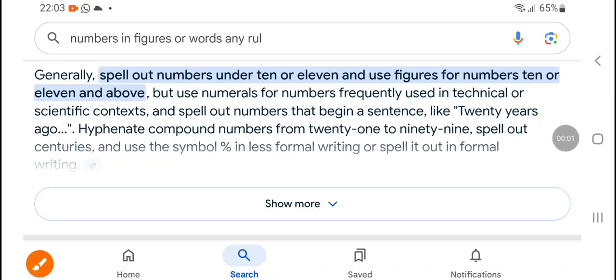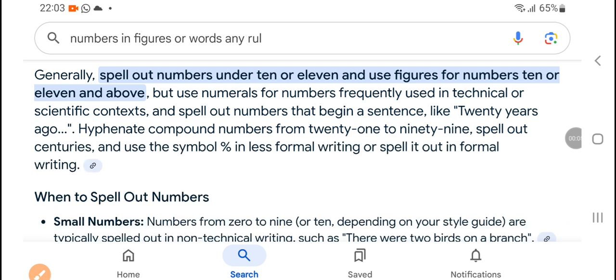Hello, students. One more very useful and important topic we are discussing is numbers: when to spell out a number, and when a number can be written in figures. So, figures or numbers versus words. Let us see what the rules are.